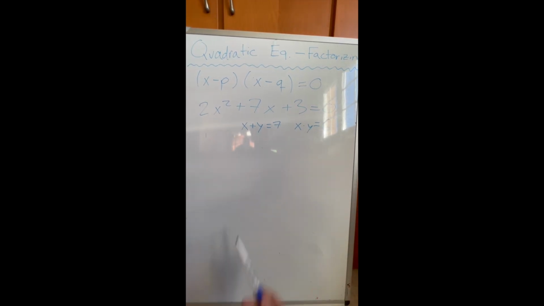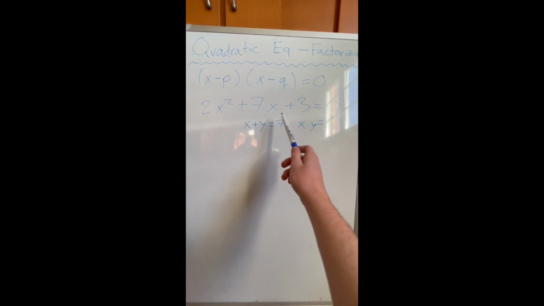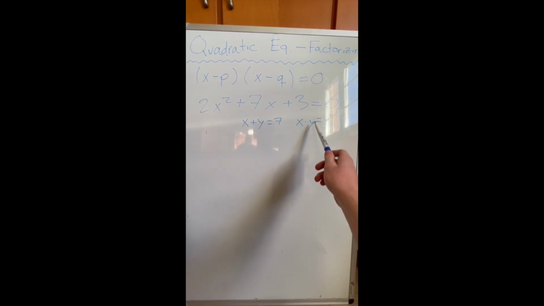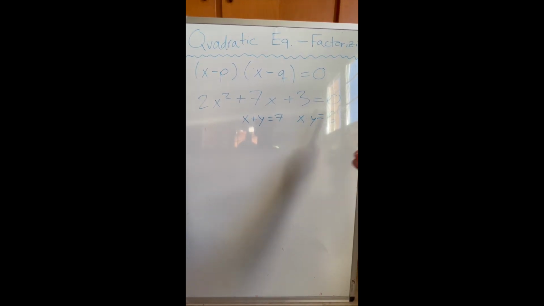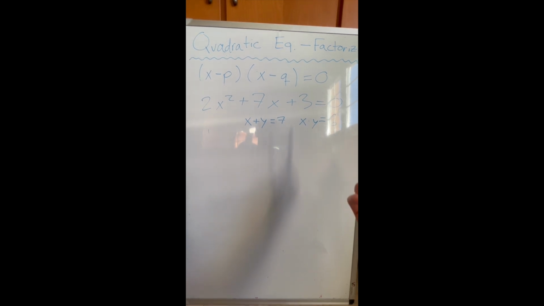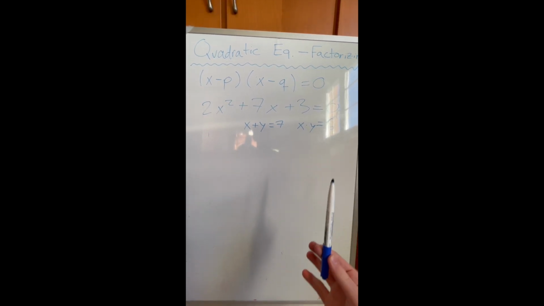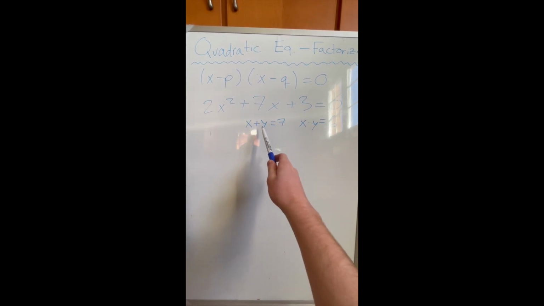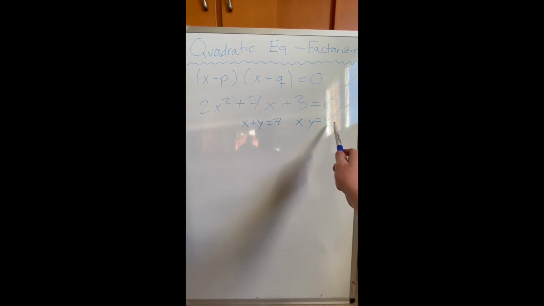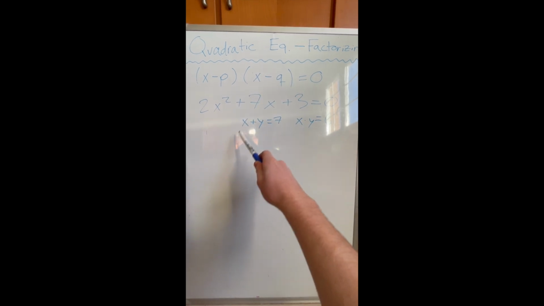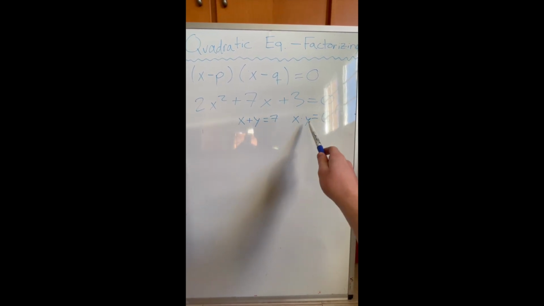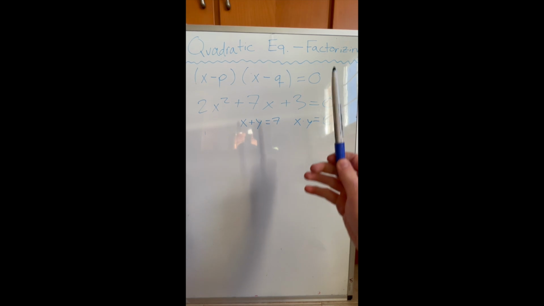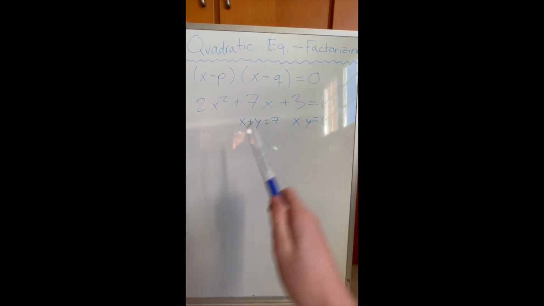So, let's start off. 1 plus 6 equals 7. 1 times 6 is equal to 6. So, 1 and 6 already works. We can try this with other values to see if it also works. 2 plus 5 is equal to 7. 2 times 5 is equal to 10. So, it's not equal to 6. 3 plus 4 is equal to 7. 3 times 4 is equal to 12. So, the only values that work are 1 and 6.